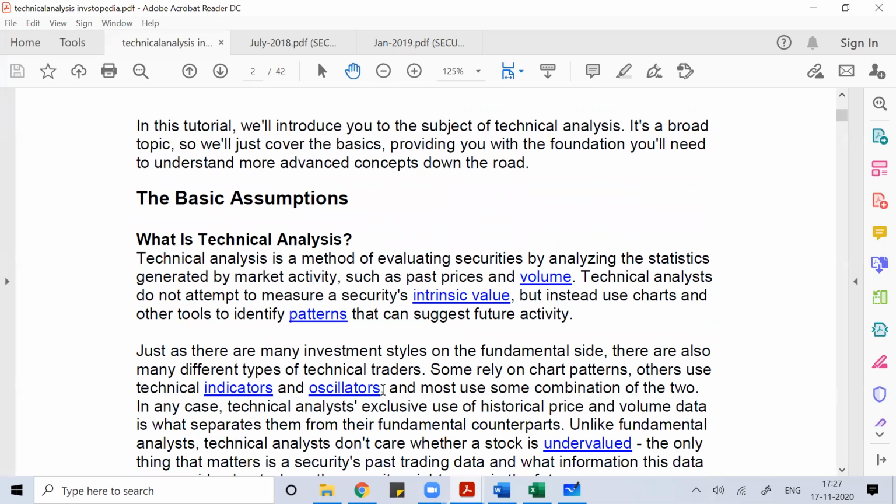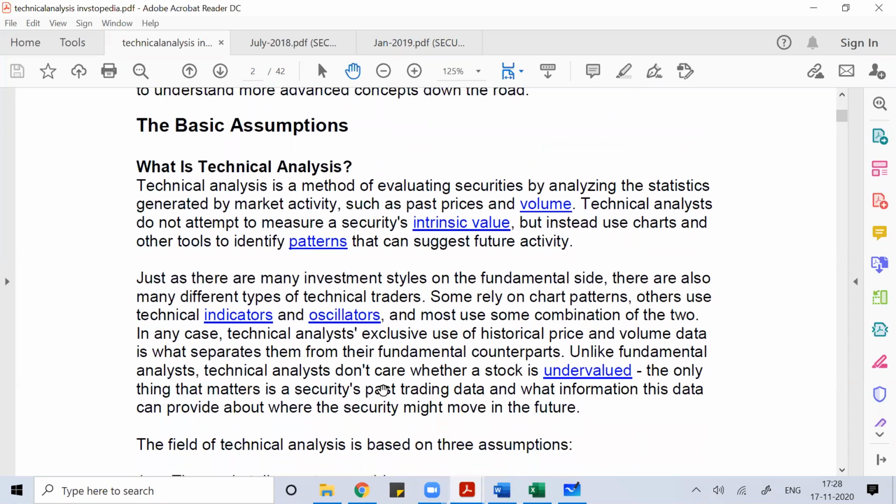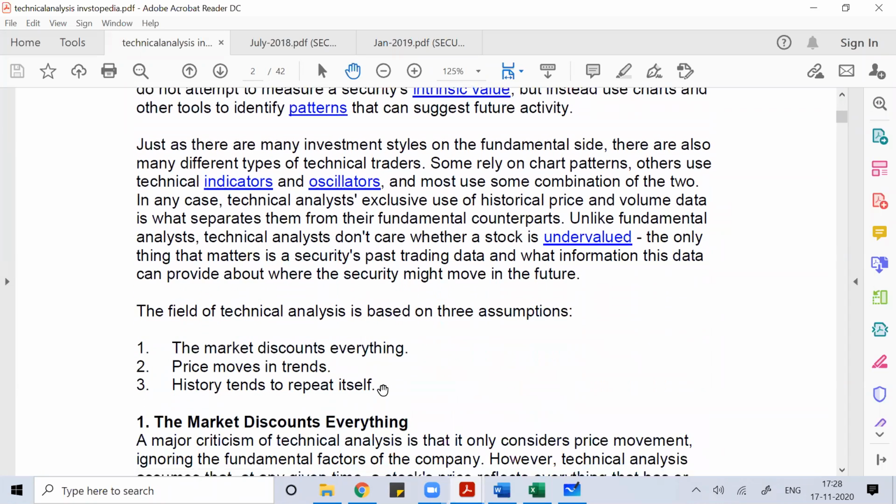In technical analysis, we not only rely on charts, we use technical indicators, oscillators, or sometimes a combination of indicators and oscillators, to identify those stocks which can lead to a trend, which have shown the trend in the past. So that is what we do in technical analysis.